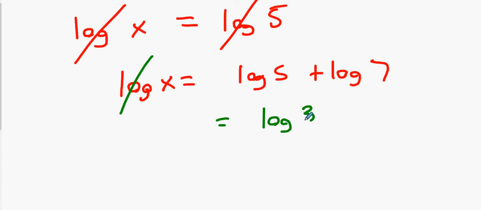Log 35, is that correct? Could I cancel the logs now? You're allowed to cancel them when they're exactly the same log and there's only one of them on either side.